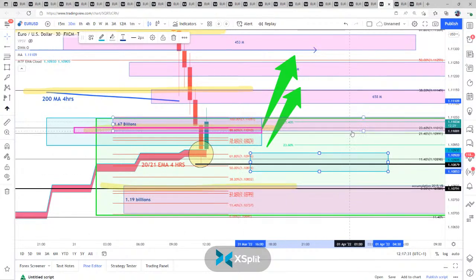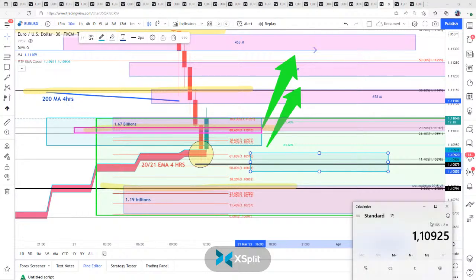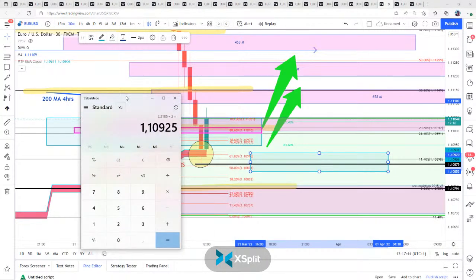The bottom of this option block is 111. And the bottom of this one is 110.70. Okay, same calculation. Okay, we have the confirmation on the long side.